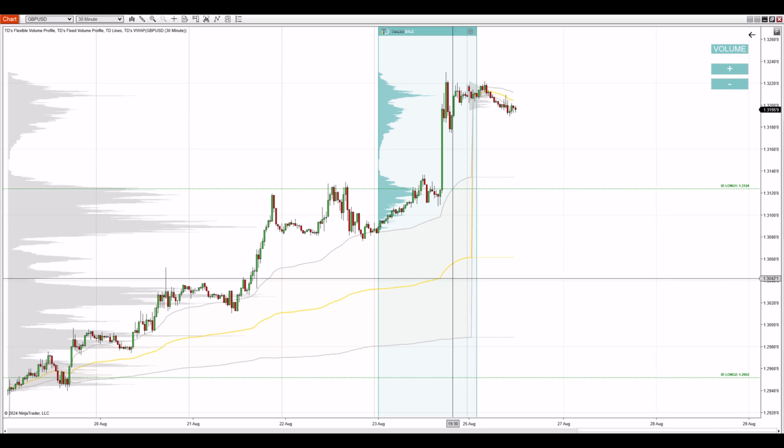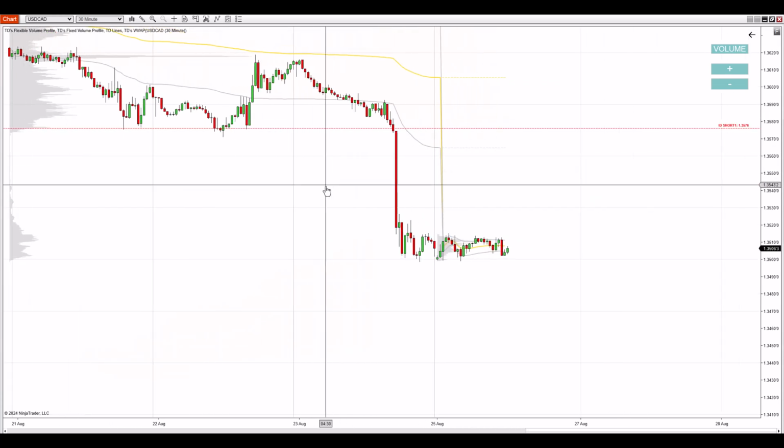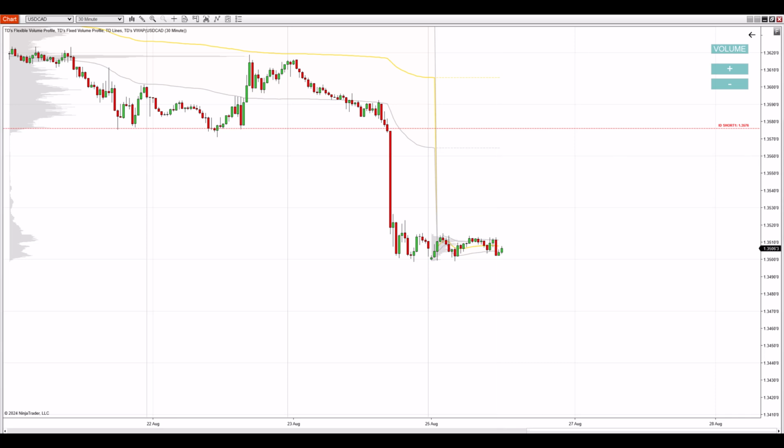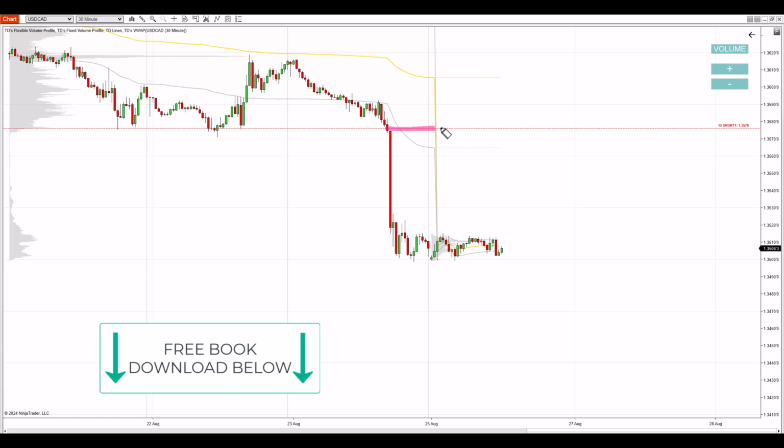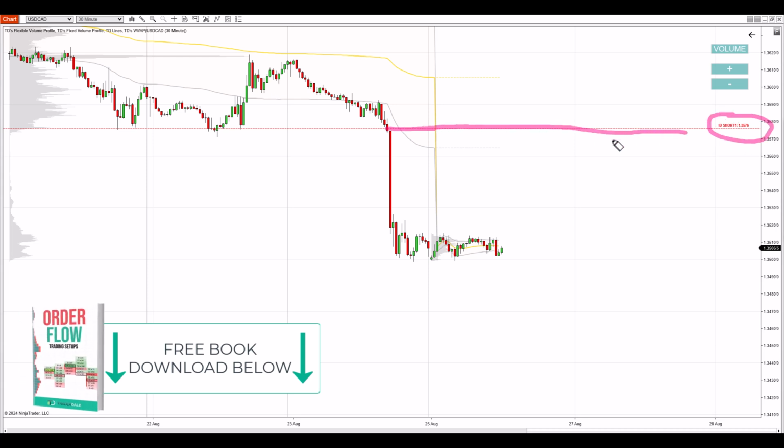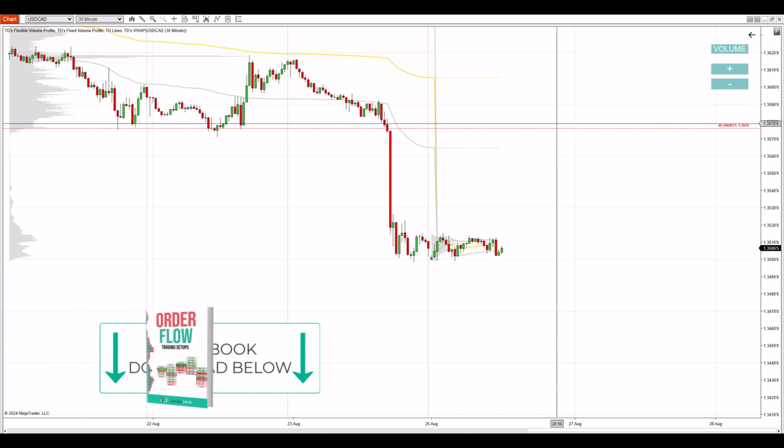The next one will be on the US dollar, Canadian dollar. This is a 30-minute chart of the US dollar, Canadian dollar, and in here I want to talk about resistance. This is the resistance at 1.3576. And this resistance is based on two things.